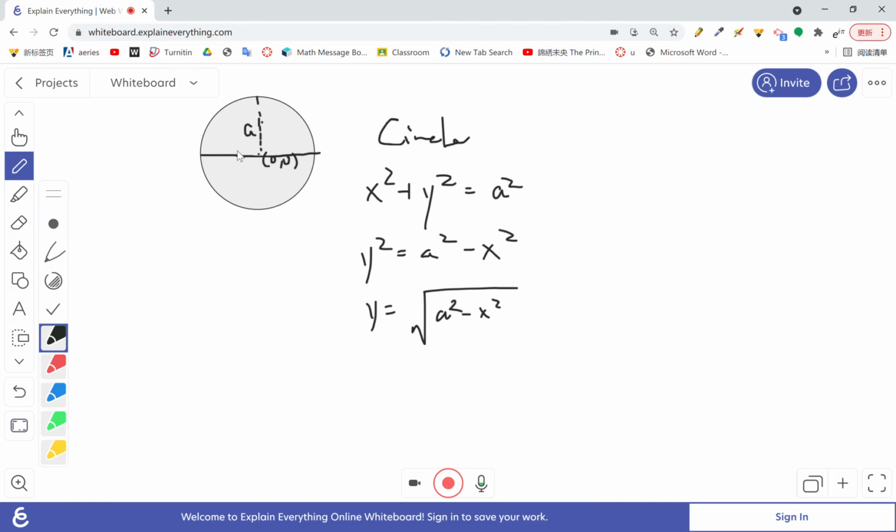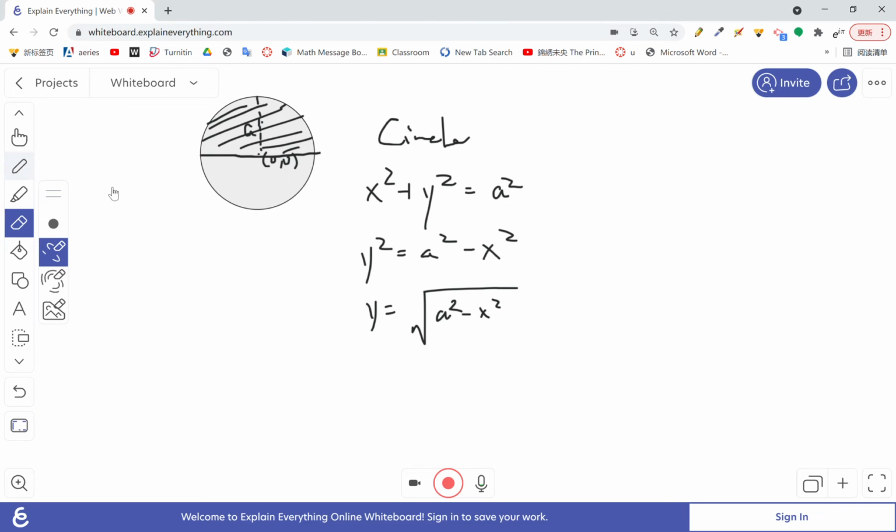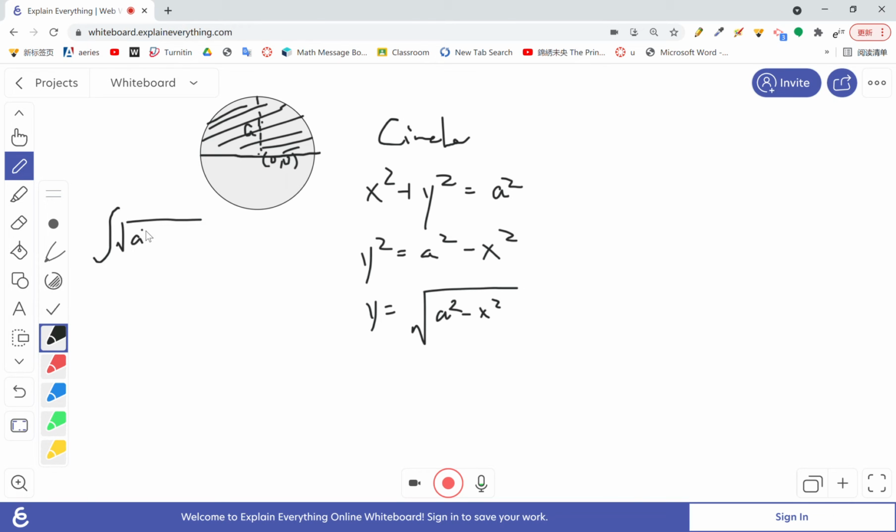Now we are evaluating this region. We're trying to find the area between this function and the x-axis. Now we're going to integrate this. Taking the integral is basically finding the area under the curve. We're going to take the indefinite integral first, and then take the boundary. So I have the integral of the square root of a squared minus x squared dx.